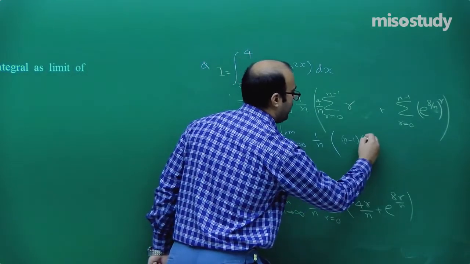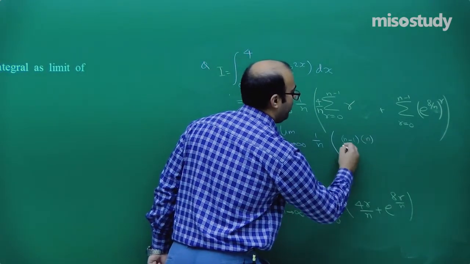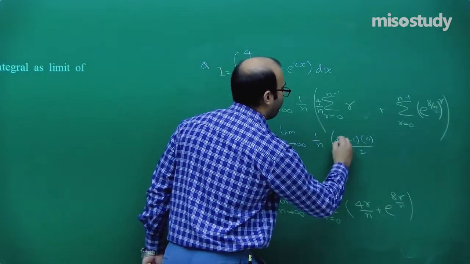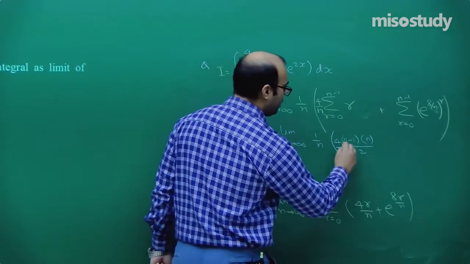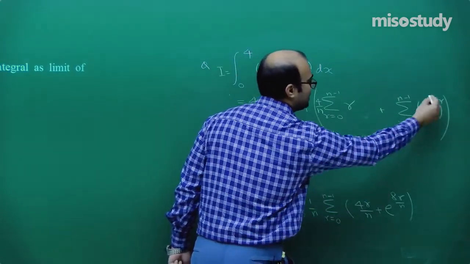So (n minus 1) into (n minus 1 plus 1) will be n by 2, and there was a 4 by n which was outside. This is what we get. Further, plus, what is this series?